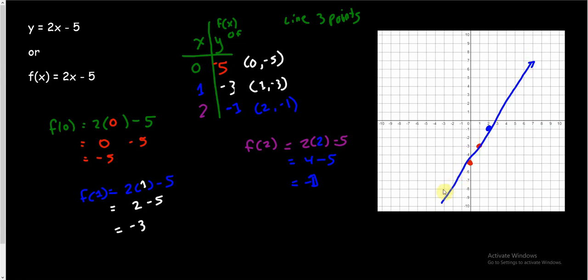Now, when you draw lines, I ask that you extend them well past the points because lines go on forever in both directions. Get at least close to the edge of your graph, and I put arrows on the ends of mine to let you know that it's going to keep going. So we just graphed our first thing.